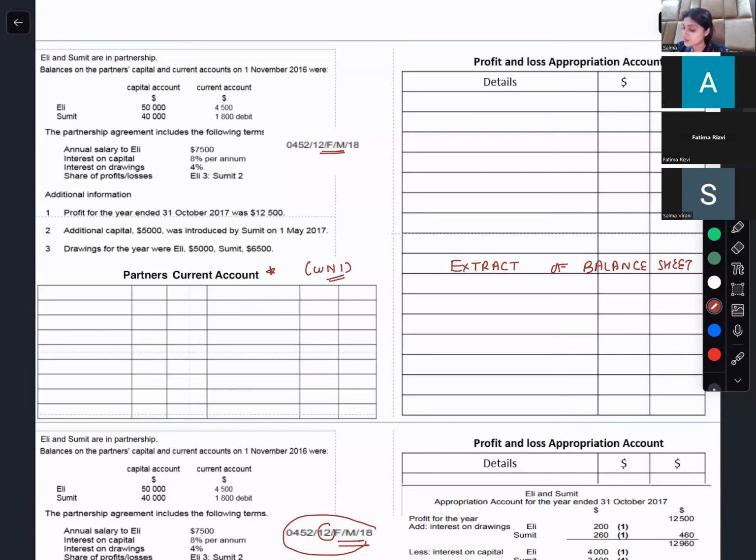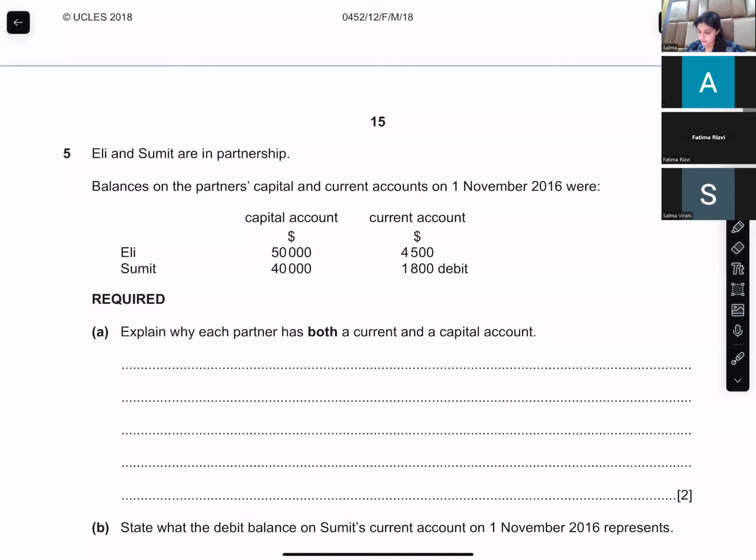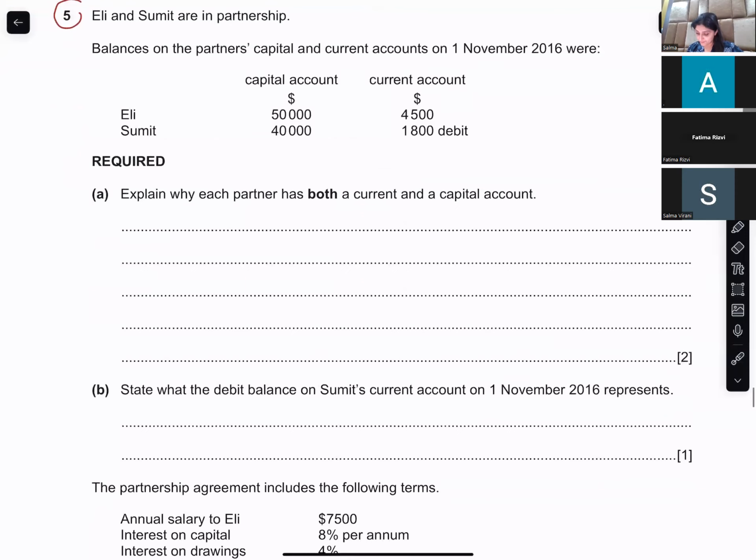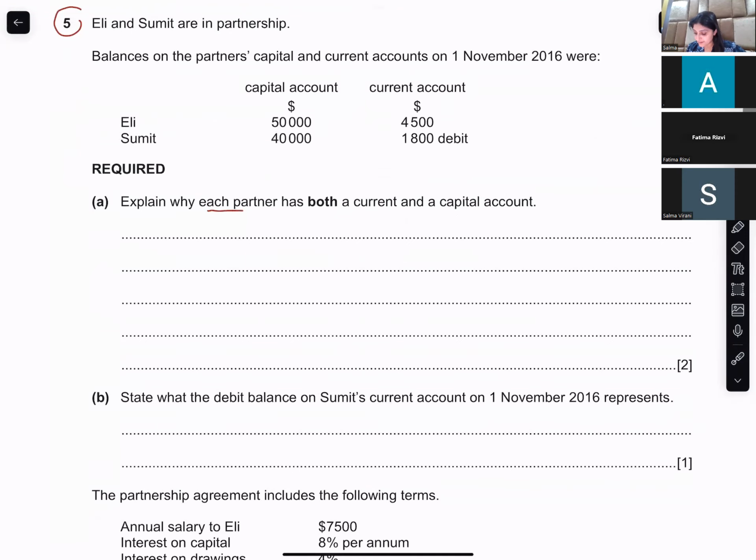So this is Feb March 2018, paper 12. What I want you to do is first read the question and try to do it yourself. After that, we will discuss. This sum is question number 5, Feb March 2018, paper 12. Okay? So come on, tell me why each partner has both a current account and a capital account.